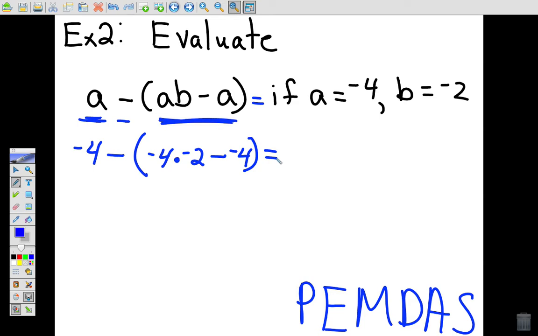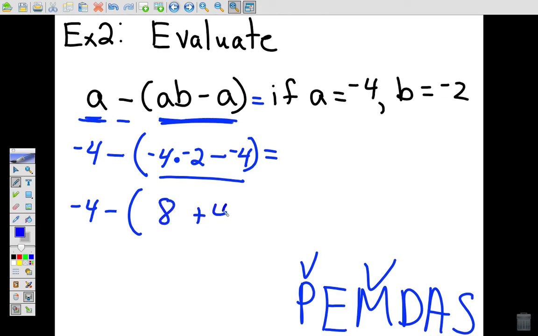Now I need to use PEMDAS. Now do I have parentheses where there's work to be done? Yes, there is, right here. So I have a -4 minus, now inside the parentheses I have to make sure that I use my order of operations in there. So remember, multiplication comes before subtraction. So a -4 times -2 is 8, minus -4 is +4, right? Now finish out the parentheses by adding.